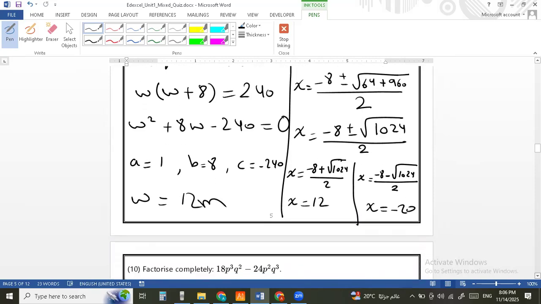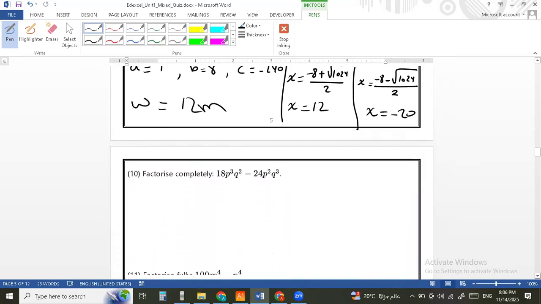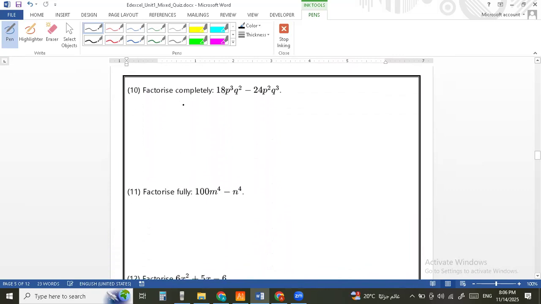Let's go to the next question. Question 10. Factorize completely. You're going to find here, what is the highest common factor? I agreed with you before in another video that you must look at the sign. Do they have a common sign? No, mister. Do they have a common coefficient? Yes, they have a common coefficient. What is it? Well, the highest common coefficient that we can take over here, mister, is 6.